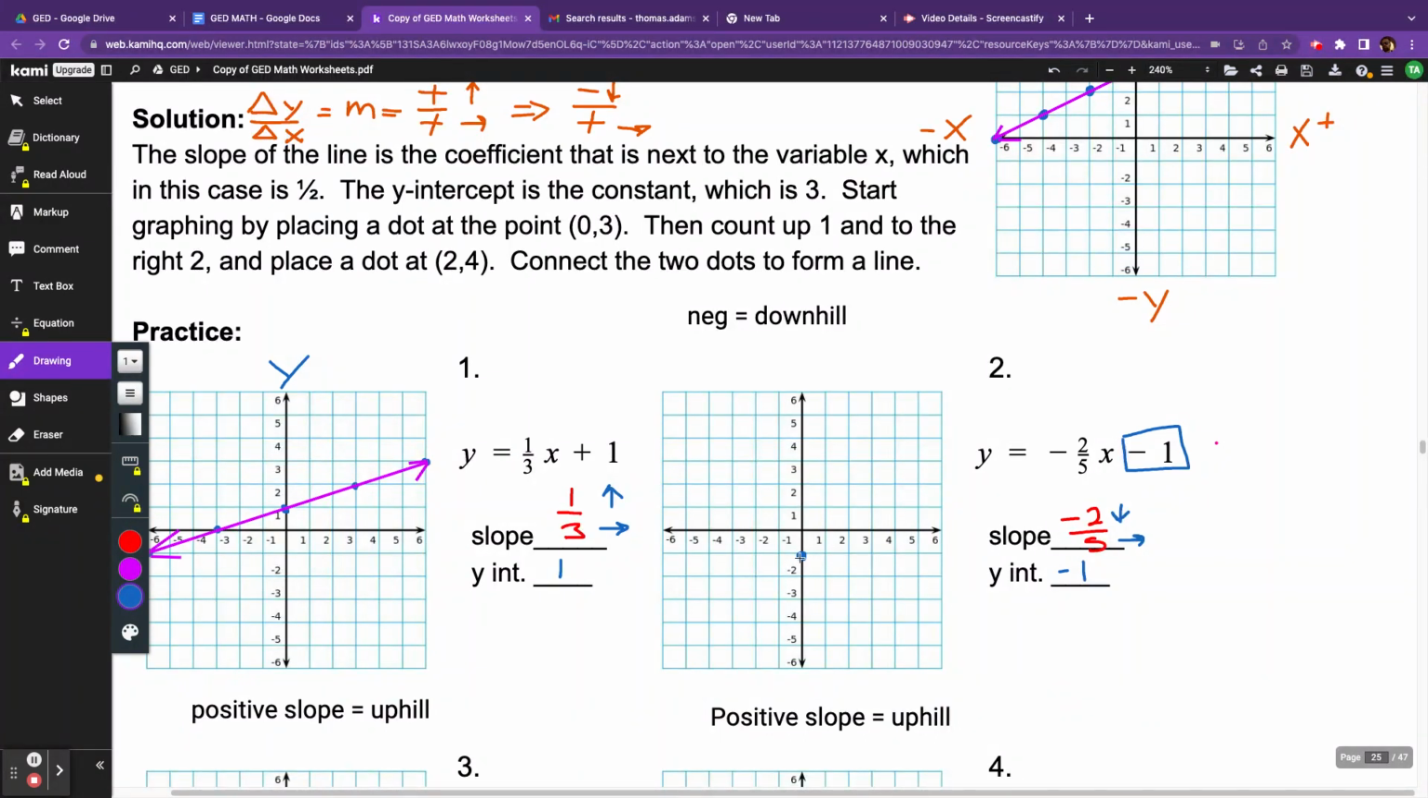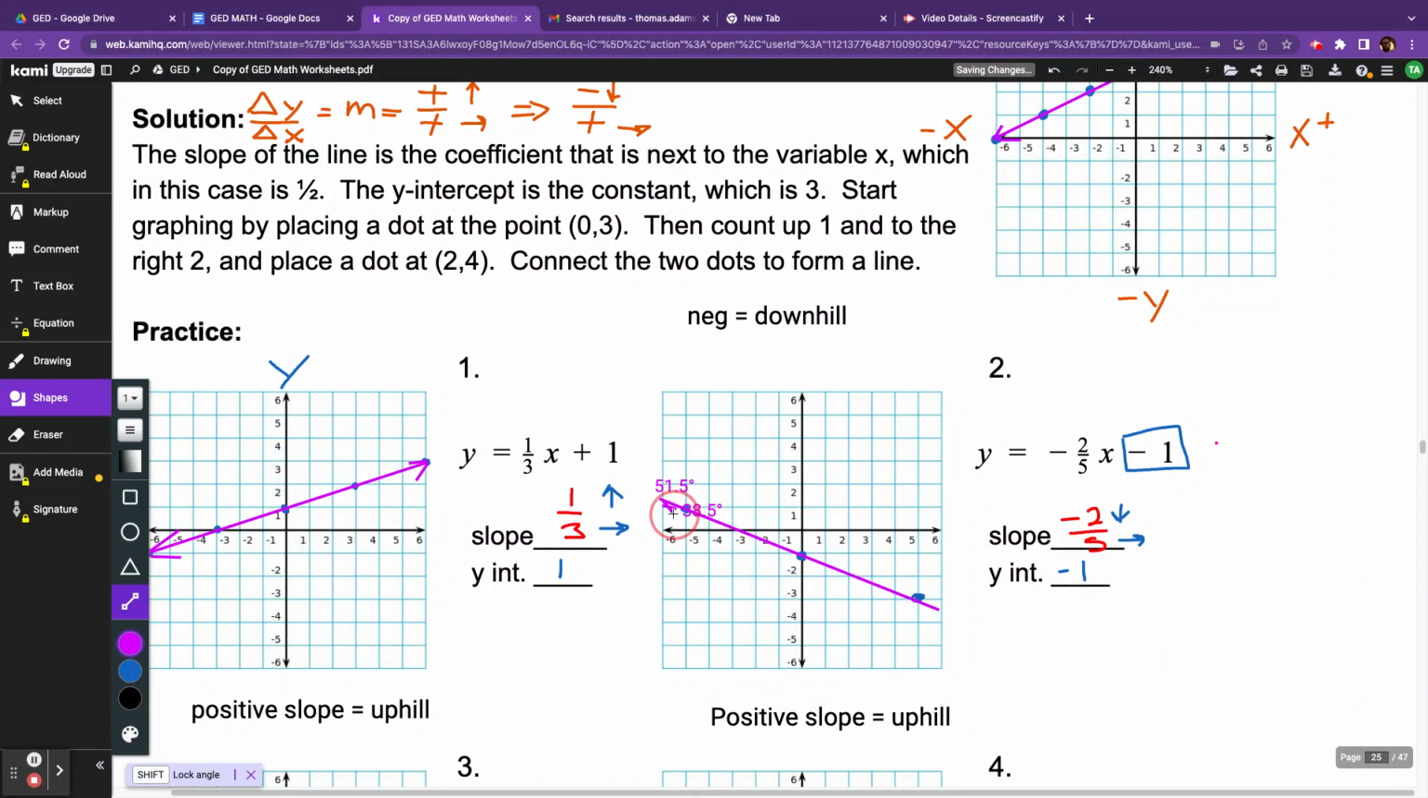So I'm going to go down 1, 2, and then I'm going to go over 1, 2, 3, 4, 5 from the y-intercept. And you could go the opposite direction too. I can go up 1, 2, and then go over 1, 2, 3, 4, 5. And then draw the line there. And then, this is the hard part, is getting it to line up with all 3.